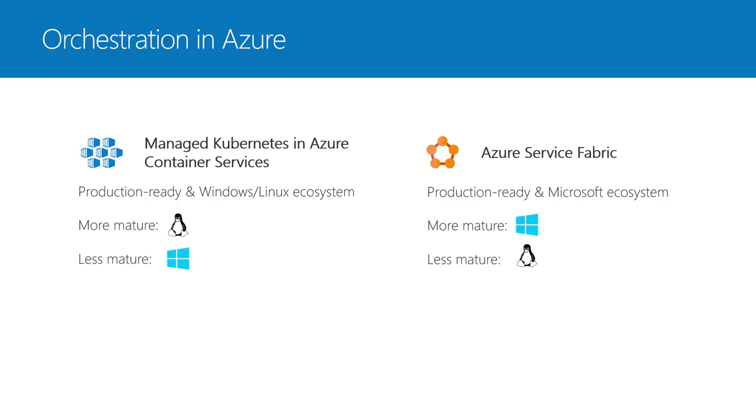But today I'm going to highlight a couple, and those are managed Kubernetes and Azure Container Services and Azure Service Fabric. The main difference between those is just that Azure Container Services is a little bit more mature for Linux containers, versus Service Fabric, as it's part of the Microsoft ecosystem, is a little bit more mature on Windows. But really, it doesn't matter which one you choose. Both of them will work just fine.